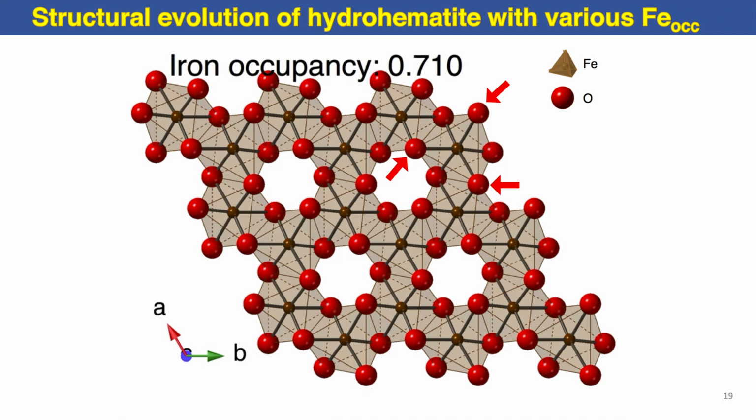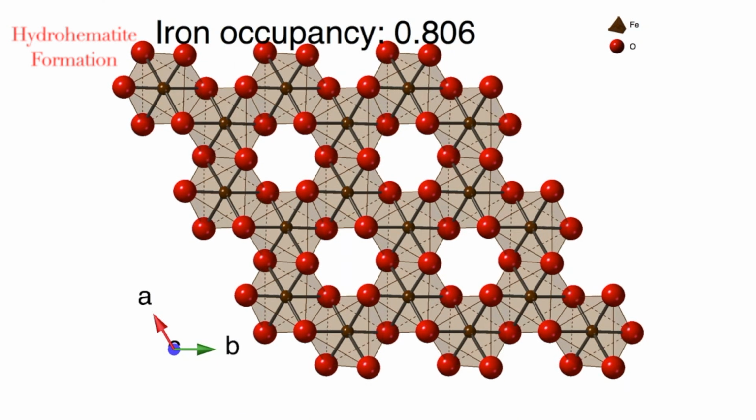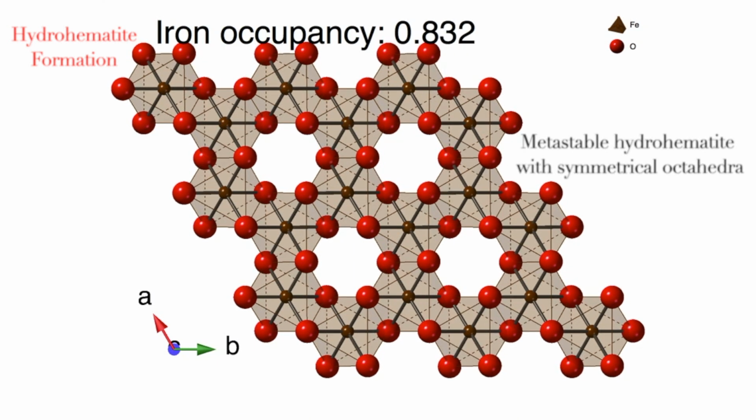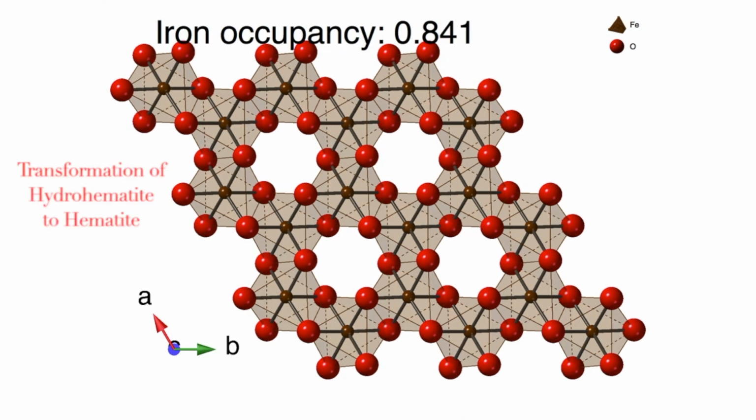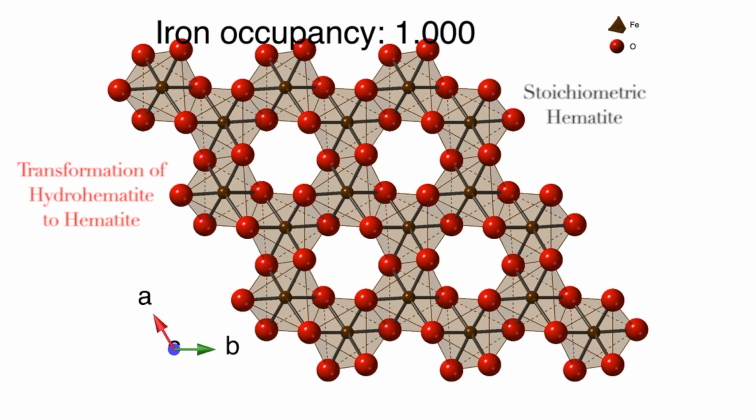We discovered that when iron occupancies were less than 0.8, the hydrohematite structure showed extremely distorted octahedra due to the hydroxyl in the longer Fe-O bond. The deficient hydrohematite will evolve to symmetrical octahedra with time until metastable hydrohematite is formed. When metastable hydrohematite transforms to stoichiometric hematite, the octahedra distort again due to the iron-iron repulsion.